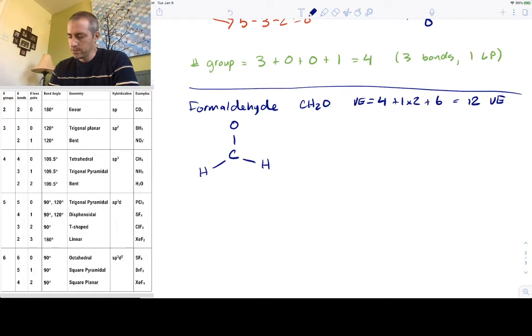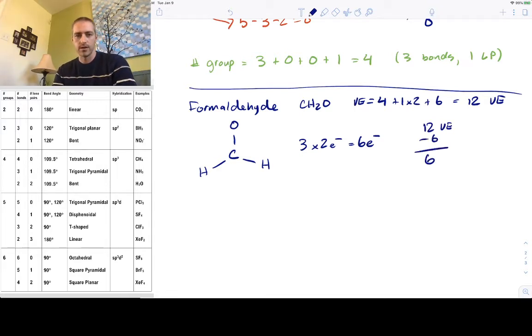So we've just drawn 3 single bonds. So 3 bonds times 2 electrons per bond is 6 electrons we've already spent by drawing those single bonds. We subtract that from our total. 12 valence electrons minus 6 leaves us with 6 remaining electrons.